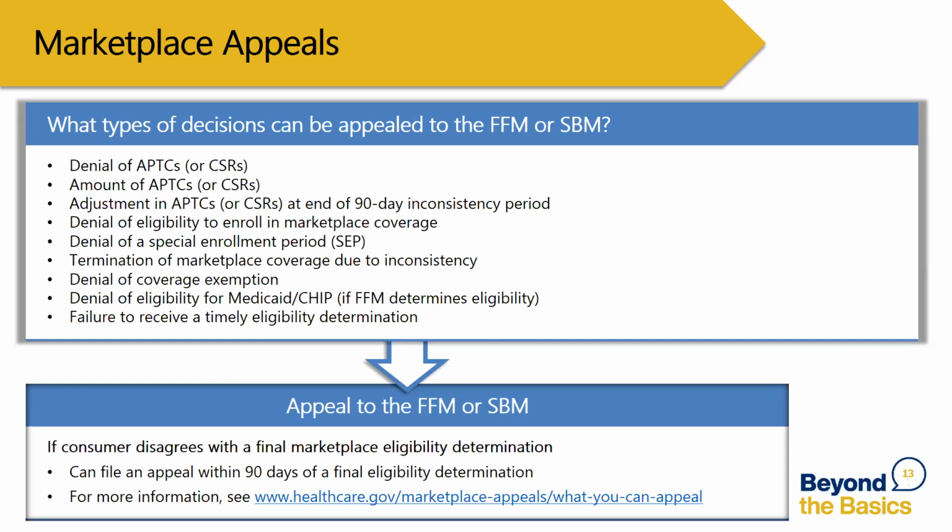So if a consumer disagrees, the consumer generally has 90 days from this final eligibility determination to file an appeal. Sometimes if there are special circumstances, for example, maybe the consumer had a serious health condition and wasn't able to respond in 90 days, they might be able to ask for some additional time, but generally an appeal must be started and filed within 90 days.